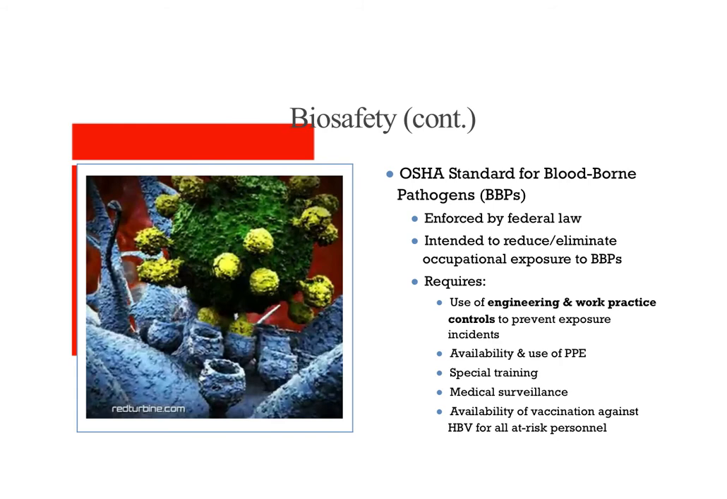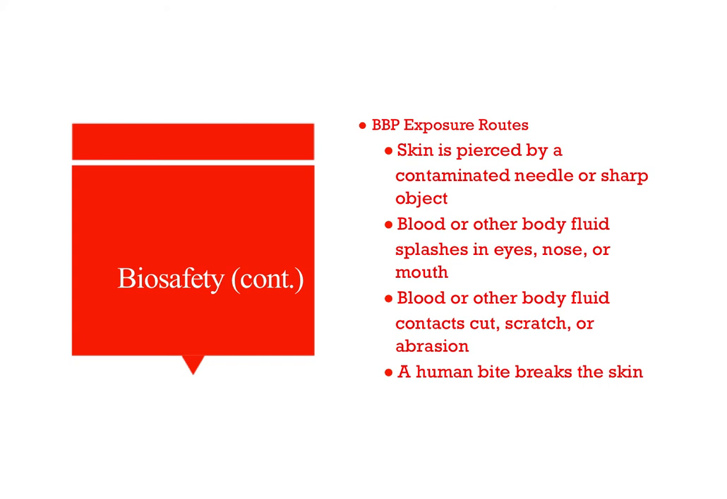OSHA's standard for bloodborne pathogens is enforced by federal law. It's intended to reduce or eliminate occupational exposure to bloodborne pathogens. It's done by engineering and work practice controls to prevent exposure incidents, needle safety, those kinds of things is what it's talking about. Special training, medical surveillance, and availability of vaccination against Hep B for all at-risk personnel. That is the OSHA bloodborne pathogen standard.